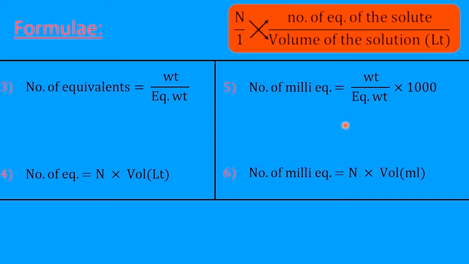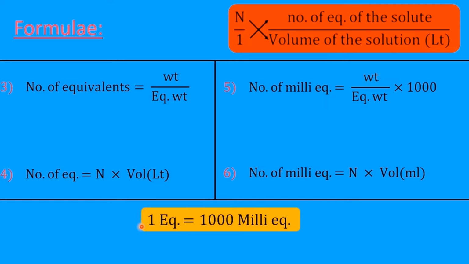How to convert equivalents into milliequivalents? 1 equivalent is equal to 1000 milliequivalents. So let us take formula 3 and multiply by 1000. 1 equivalent, 1000 milliequivalents. This into 1000, you get this one. 1 liter is equal to 1000 ml, so I am writing in ml. So the left hand side part into 1000, and the right hand side part into 1000.